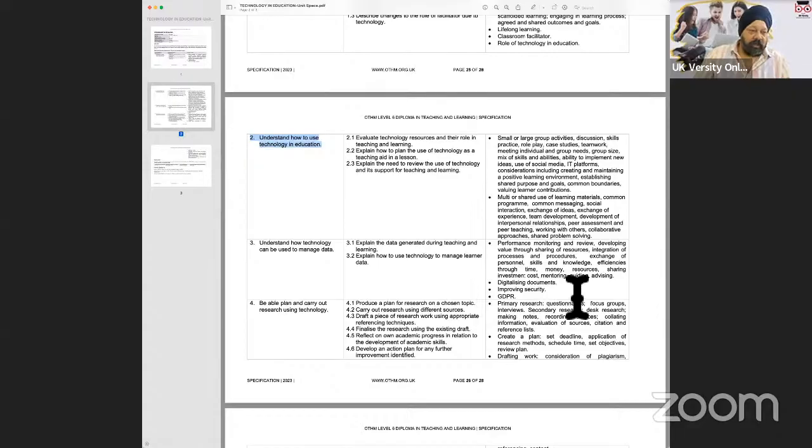So there are two assessment criteria in this learning outcome. The first, 3.1, is to explain data generated during teaching and learning. So let's look at some of the outputs that generate data, and we'll go into details. Then we look at the second assessment criteria, which is to explain how you use technology to manage data.